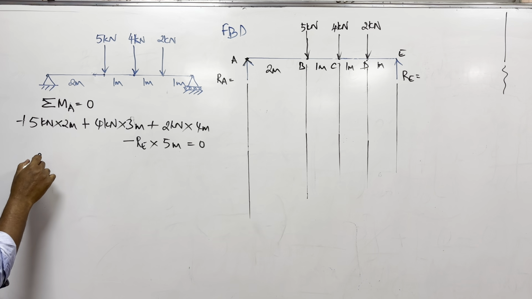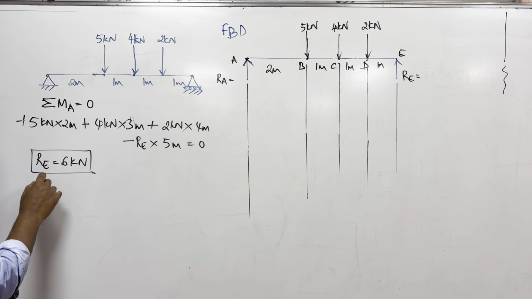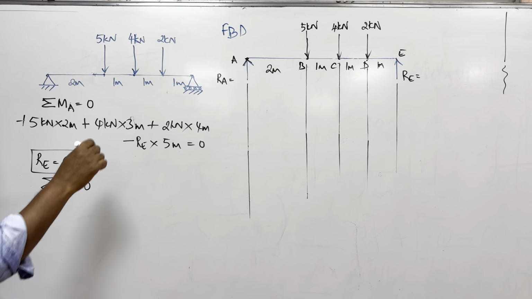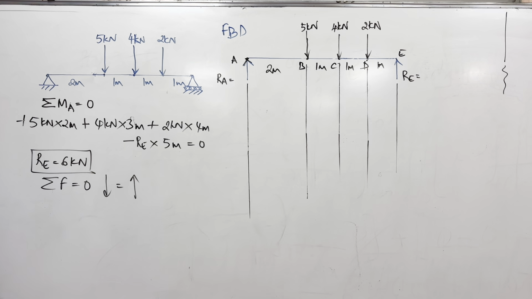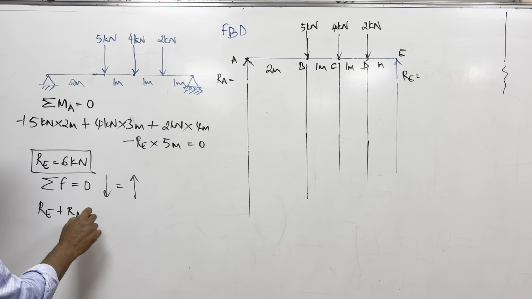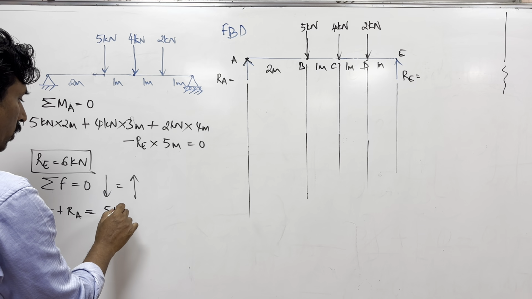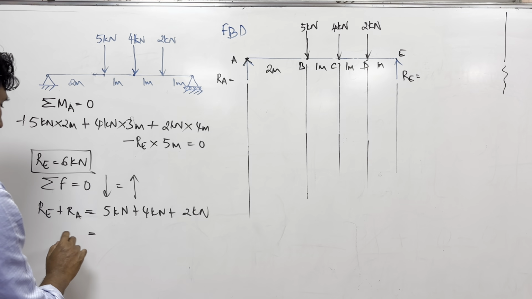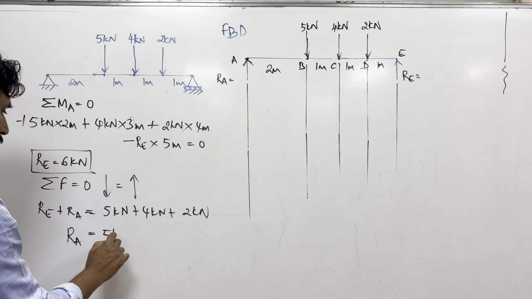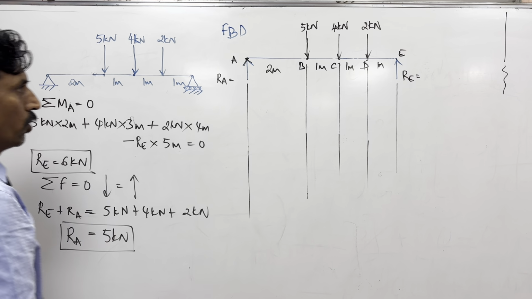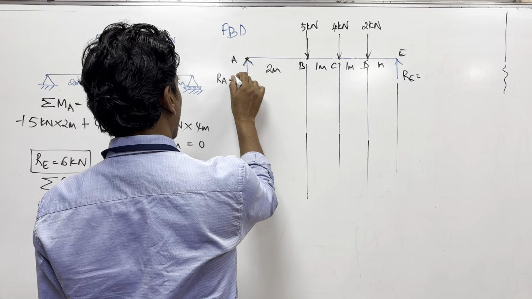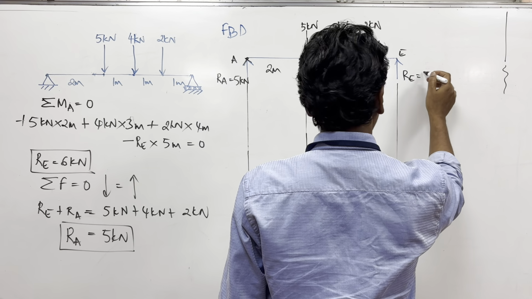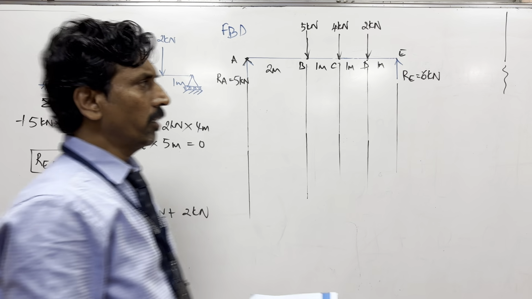So now you find out RE. What is the value of RE? 6. So you get it as 6 kilonewton. So once you have got 6 kilonewton, then you can say that the sum of vertical forces equal to 0, which means that downward forces are equal to upward forces. So upward forces are RE plus RA, which is equal to downward forces, 5 kilonewton plus 4 kilonewton plus 2 kilonewton. So what is RA? 5 kilonewton. So RA is 5 kilonewton. Once you have got this, then you can replace RA as 5 kilonewton, RE as 6 kilonewton. Then you can start drawing SFD and BMD.